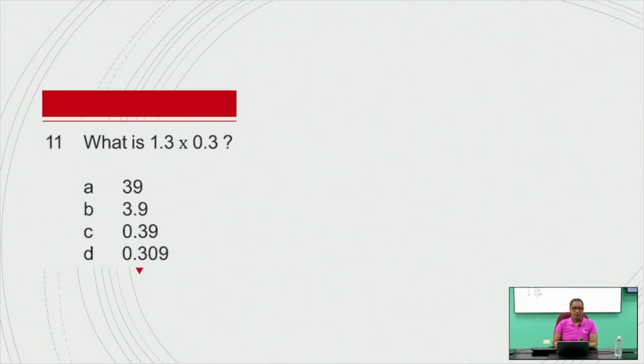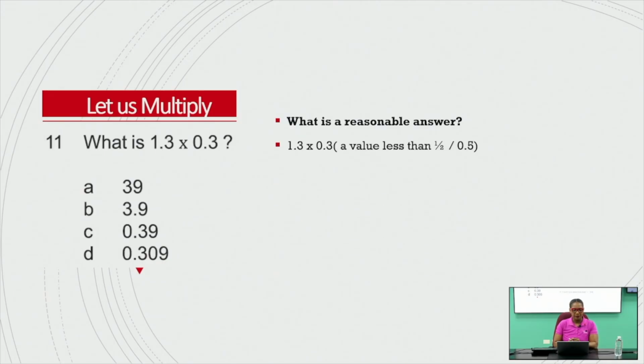What is 1.3 multiplied by 0.3? So we're pretty much multiplying. But before we do the multiplication, let us look and see what is a reasonable option here. You have 1.3 being multiplied by 0.3. Now, you ought to know what the value of a number is. 0.3 or 3/10 is less than 0.5. So it's less than a half. Now, a half of 1.3 would be half of the 1 and half of the 0.3. So you want to look at the options.